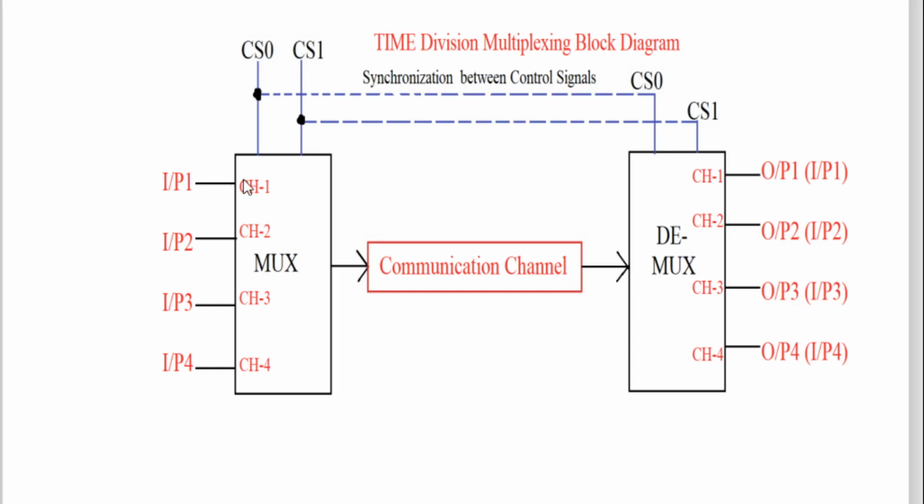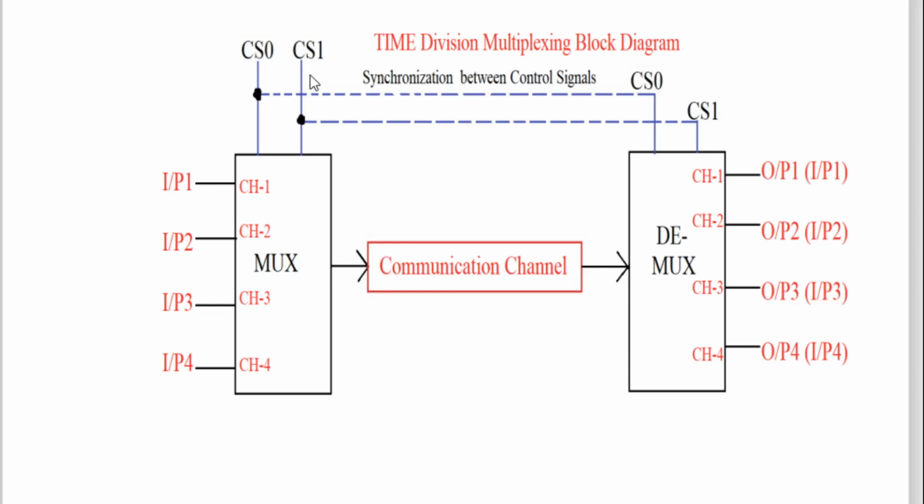But which input is to be selected? It is decided by the status of control signal. Now we have a 4 line to 1 line multiplexer. Therefore, our control signals are namely two, control signal 0 and control signal 1. So when both control signals are 0, 0, input number 1, that is channel number 1, gets connected to the output of the multiplexer, and then that input information will get communicated through this communication channel.